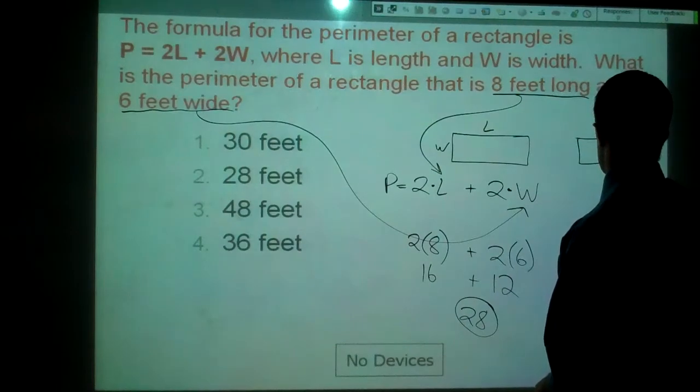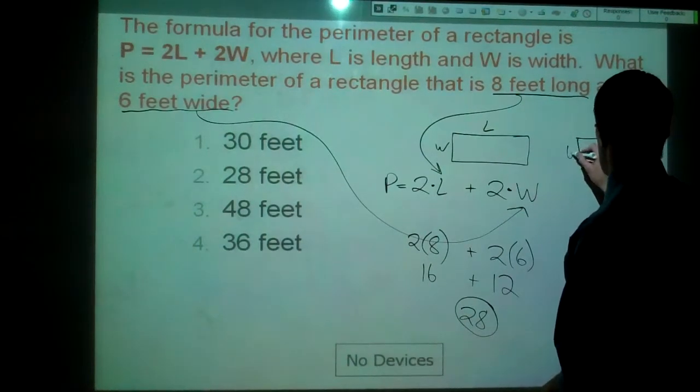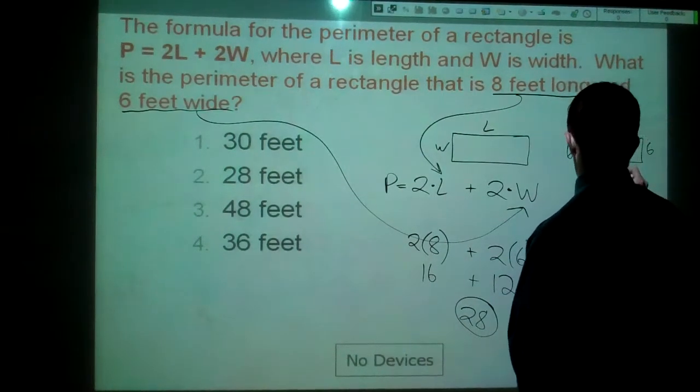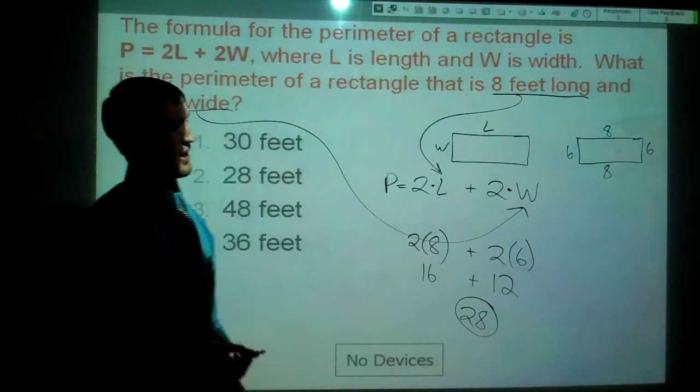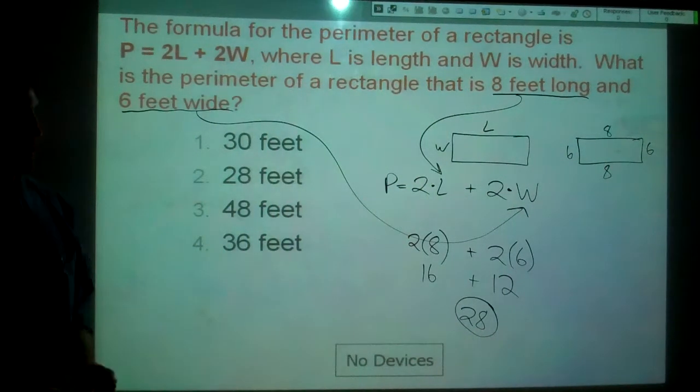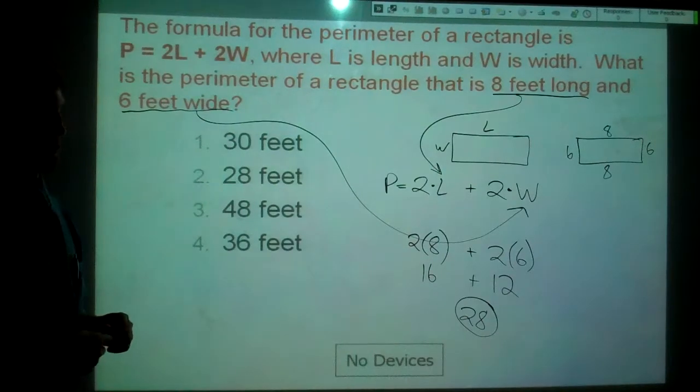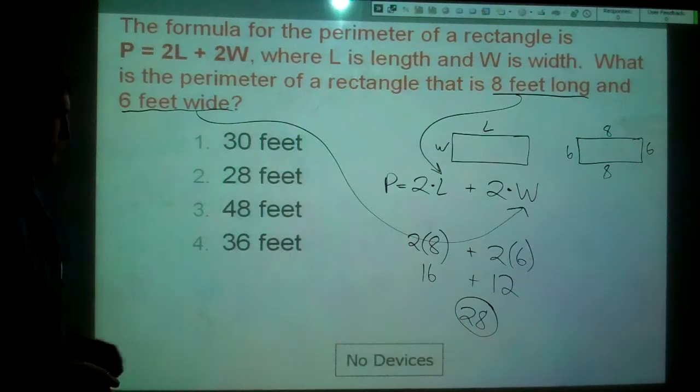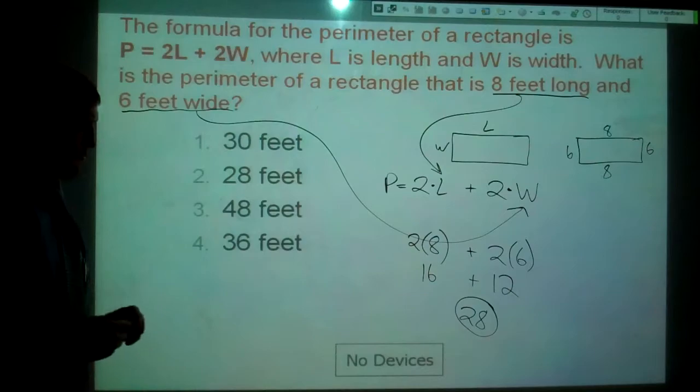Length was 8, 6, 6. We could have added up all the sides. 8 plus 6 is 14. Plus another 14 would give us 28 as well. So we're looking at 28 feet there.